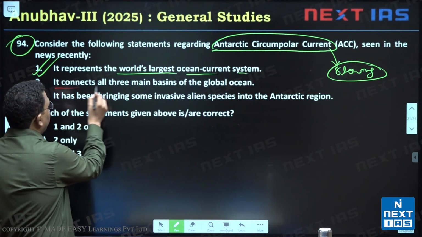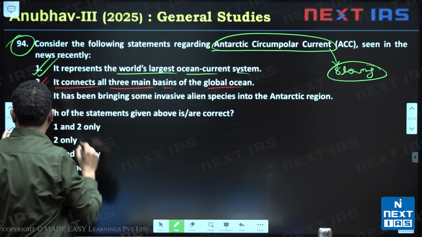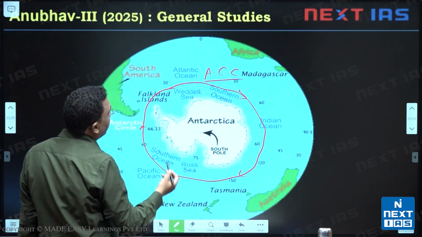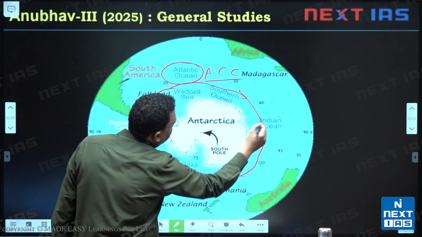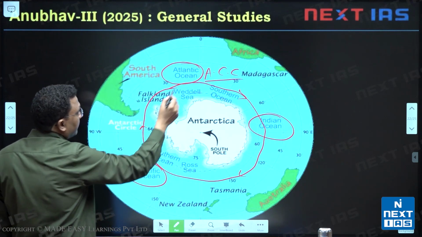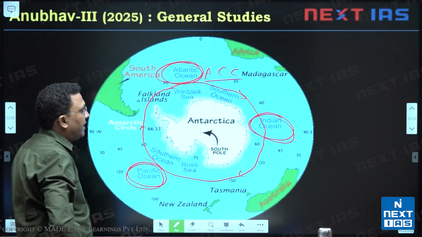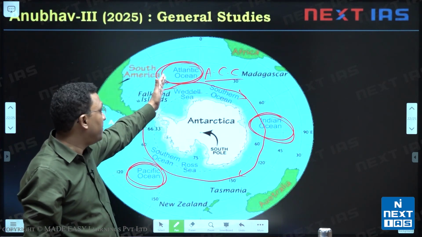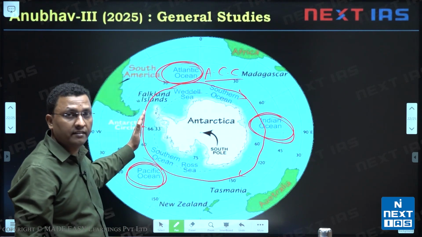Second statement, it connects all three main basins of the global ocean. This is also correct, right? So as you can see, it encircles Antarctica. So it goes through the Atlantic Ocean, right, Indian Ocean, as well as Pacific Ocean. So that means it connects all three main ocean basins of the world, right? And that's why it actually integrates the major climate signals across the world, because it is connecting all the three major global basins, right?